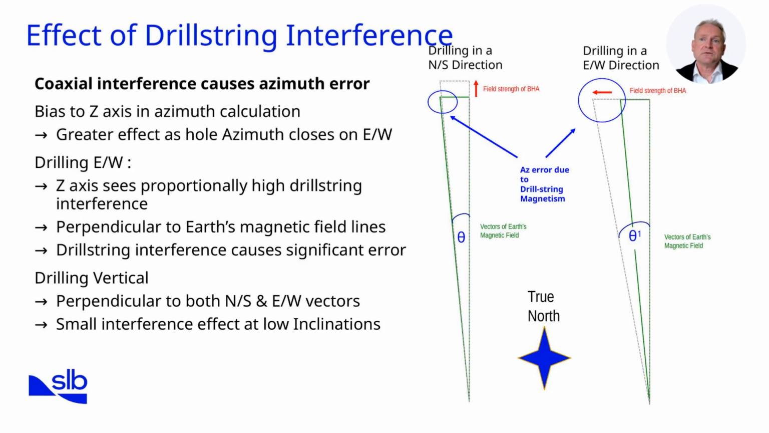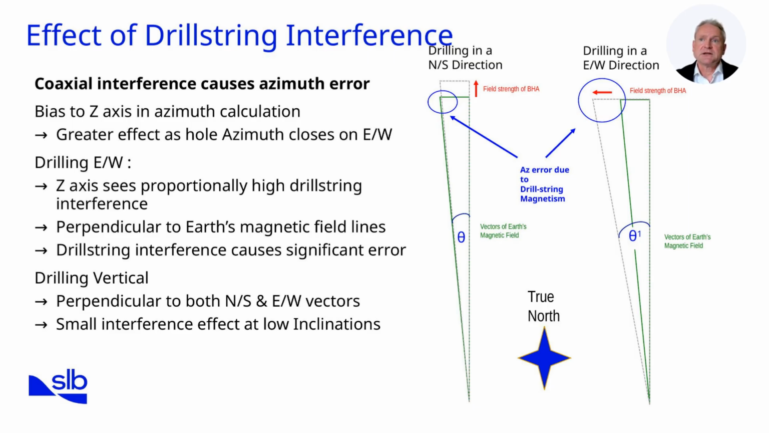The practical effect of drill string interference is a bias in azimuth calculations. Coaxial interference creates a constant offset, meaning every survey station carries the same angular error. Cross-axial interference is more variable and can cause inconsistent errors depending on the hole's azimuth and inclination. The impact is magnified in east-west wells, where the local magnetic field is weaker along the z-axis, making the survey tool more vulnerable to magnetic distortion from the BHA. In contrast, vertical wells are less affected because the tool is aligned parallel to the Earth's magnetic field.